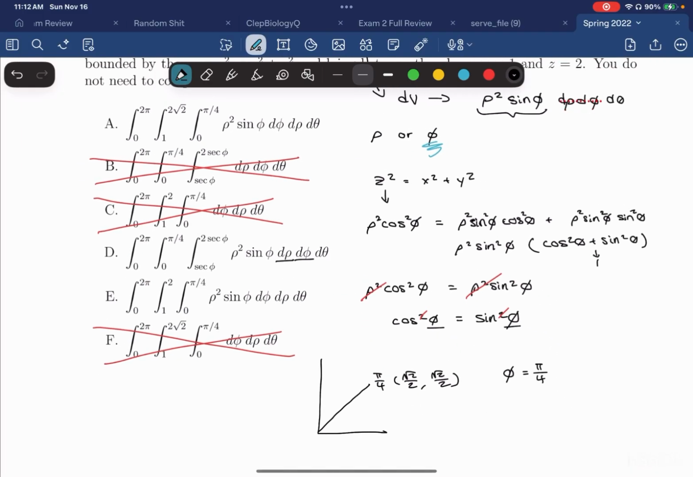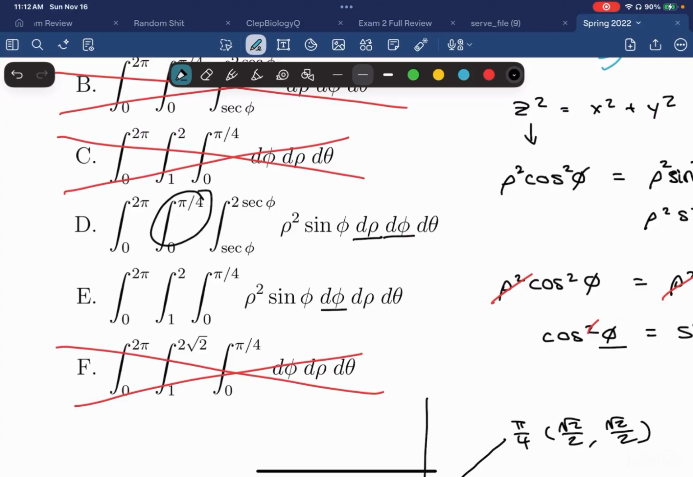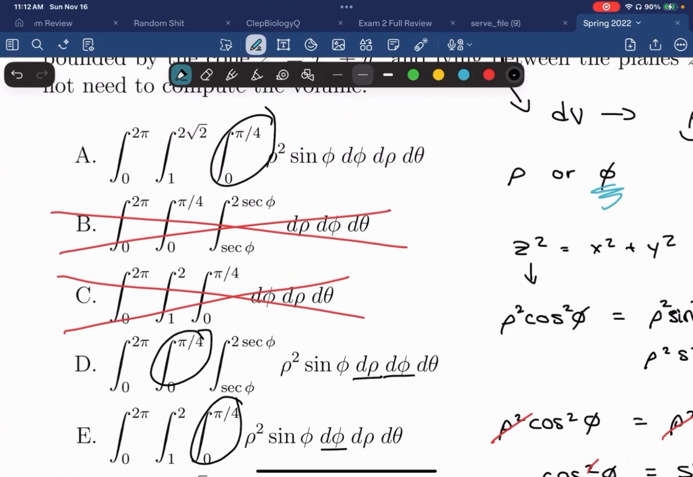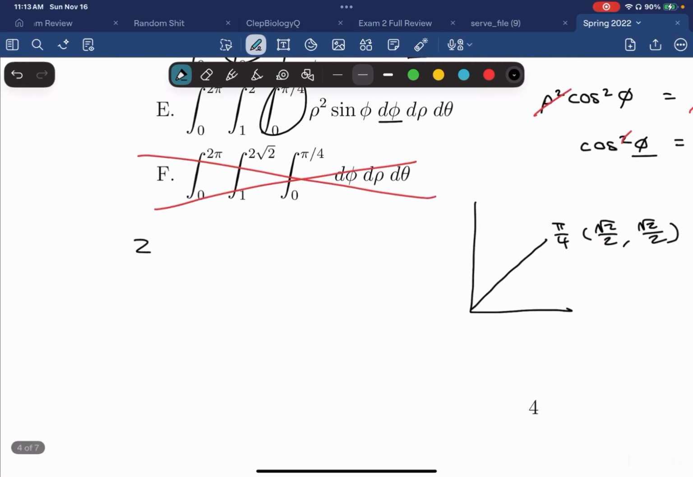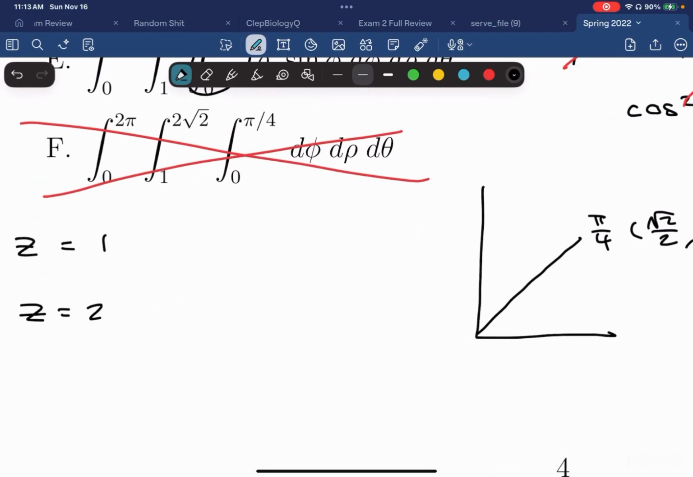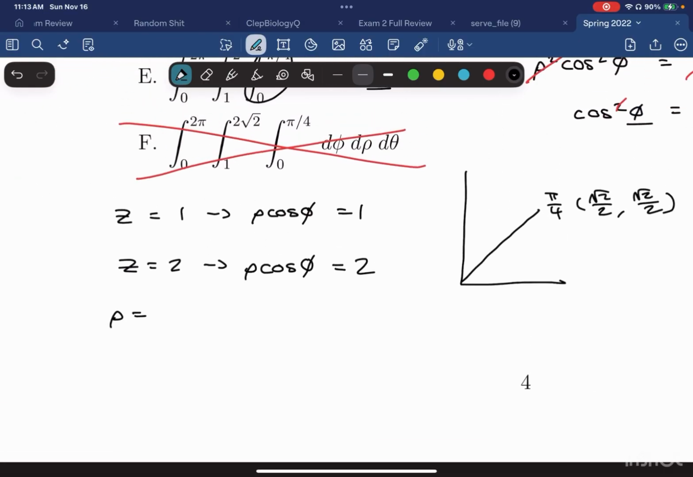Okay, so we already know our phi is pi over 4, and in all these cases, that holds true. So now we have to find what our rho is. But we already know that z is equal to 1 and z is equal to 2. It's bound between these two. So since z is equal to rho cosine of phi, that's equal to 1, and rho cosine of phi is equal to 2. And what you can do here is say that rho is equal to 1 over cosine of phi, and rho is equal to 2 over cosine of phi.